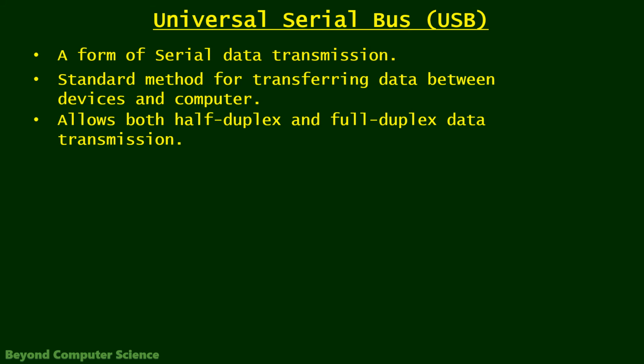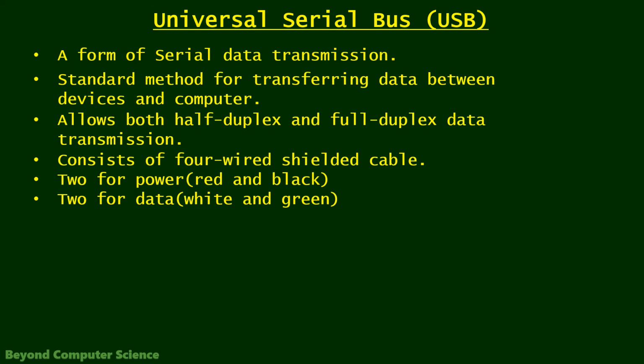Anyways, the third point is that it allows both half duplex and full duplex data transmission. So with a USB cable, you can do half duplex, and you can do full duplex. Full duplex means simultaneous data transmission between sender and receiver. The sender can send and receive at the same time, and the receiver can perform receiving and sending operations at the same time. But in half duplex, not at the same time.